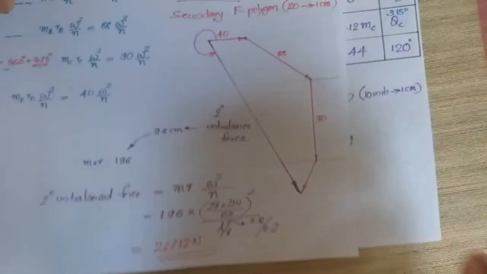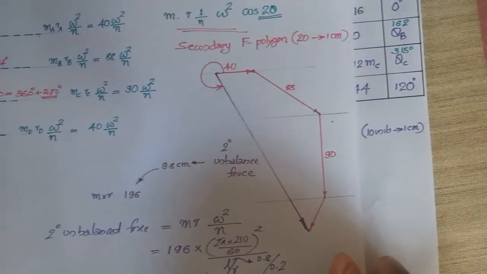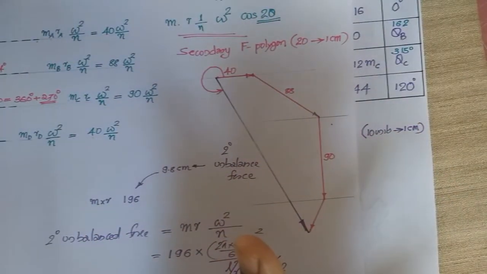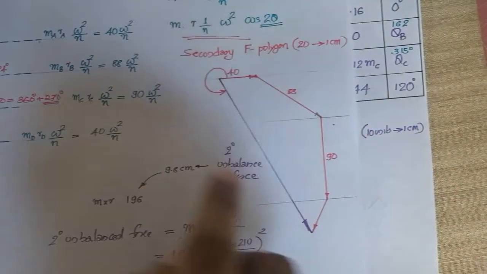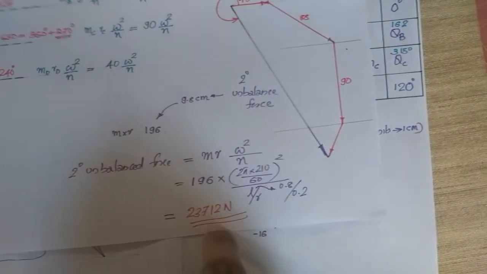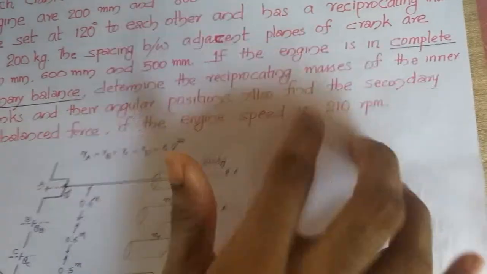This means in this multi-cylinder engine you cannot completely balance the primary as well as secondary forces and couples. Primary force and couple are completely balanced, but here there is a secondary unbalanced force of 23,712 Newton. The secondary unbalanced couple is not asked in the question. So we have solved this problem completely. Thank you.